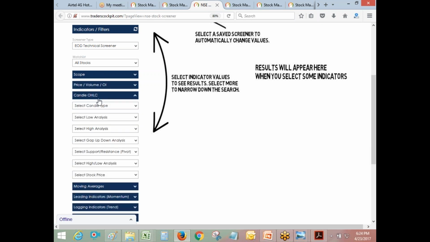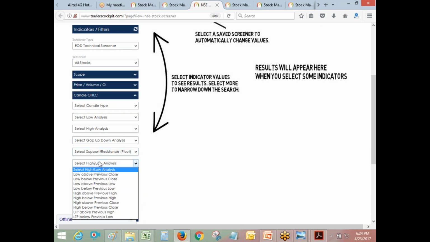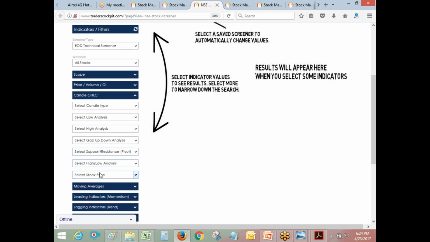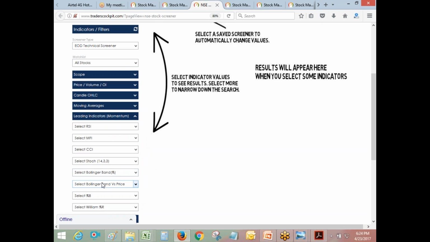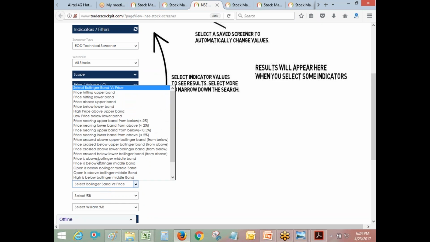So open, high, low, candle type: it's a doji, an inside bar, an outside bar, low-high analysis. Low is opened above high, low is below close, gap down, support resistance based on pivot, whether it has gone above or below pivot, and high or low analysis. Then stock price: is it between this level and that level. Then moving averages, if you have any particular moving average, and then crossovers and all this kind of stuff, or a particular RSI, MFI, stochastic, Bollinger Band, Bollinger Band versus price, like prices closed above Bollinger Band, prices closed below Bollinger, whatever you want.